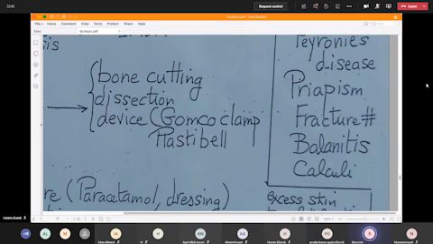Balanitis. What is balanitis? Balanitis is inflammation of the glans. And what is posthitis? It is an inflammation of the prepuce, the preputial skin or the foreskin. So this is balanitis, this is posthitis, and balanoposthitis is the combination, obviously.